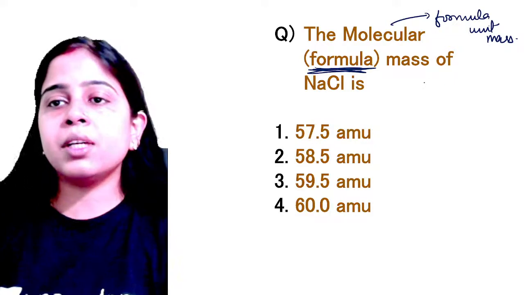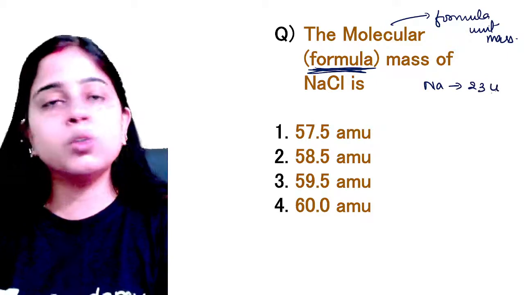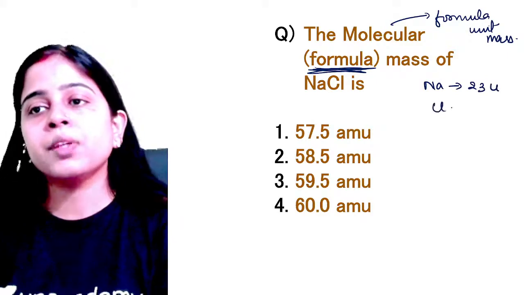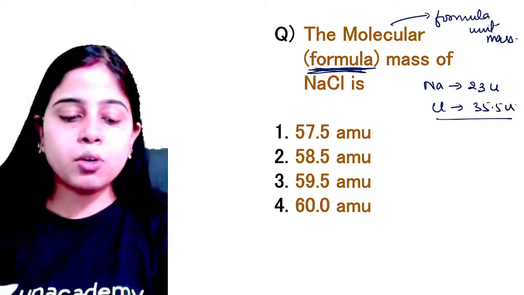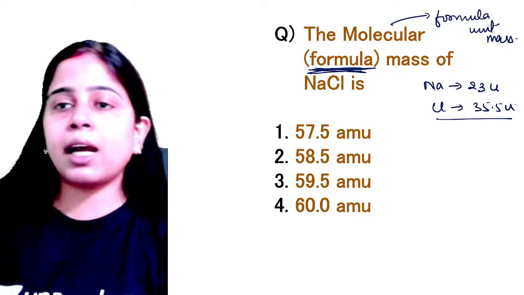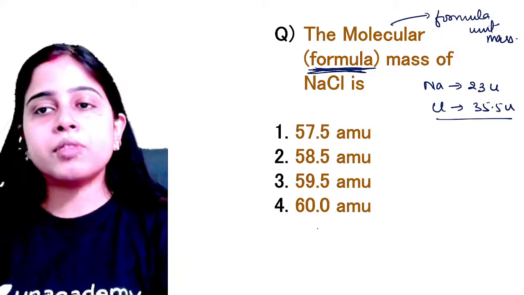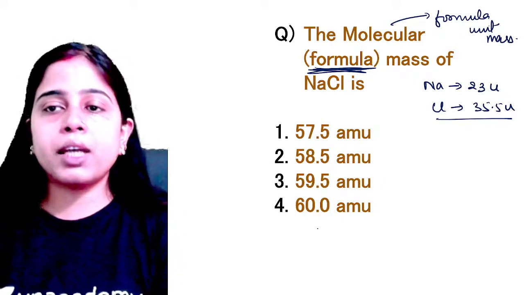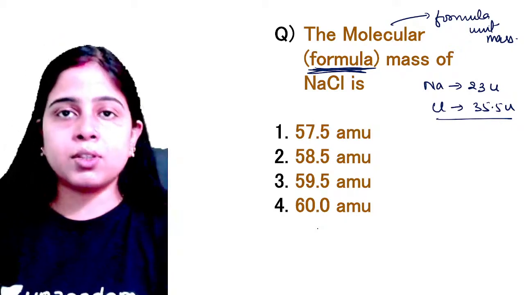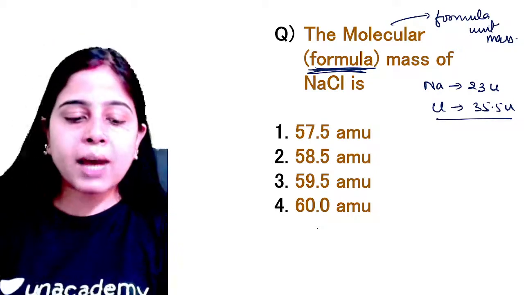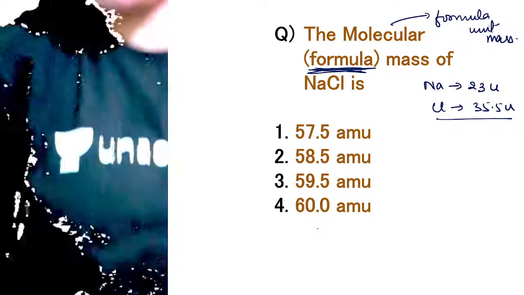So let me tell you, the atomic mass of sodium is 23 U or AMU, whatever you can say, and chlorine is 35.5 U. All of you who are there in the class, please try and calculate and let me know which of the following options are correct: 57.5 AMU, 58.5 AMU, 59.5 AMU or 60 AMU. I will just be back in a moment. Till then, please try to answer it in the comment section.